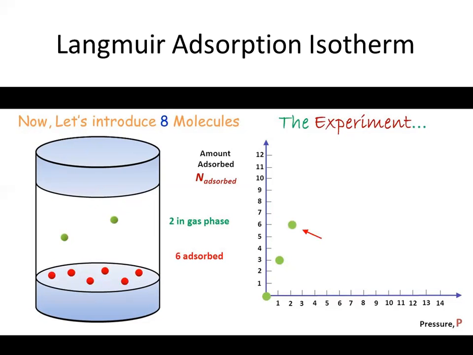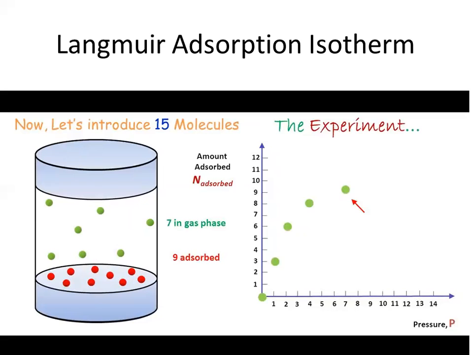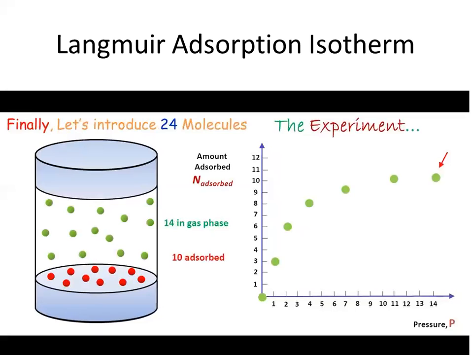With 8, 6 are adsorbed. With 15, 9 are adsorbed, 7 are left. And with 24, 10 are adsorbed, 14 are left. So what is your conclusion over this when you are starting with 4 molecules and ending with 24 molecules?